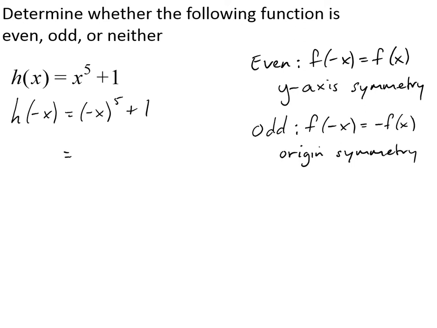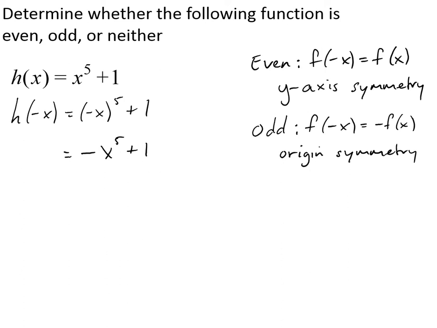So our answer is going to come out to be a negative value, and the variable parts, the x parts, would come out to x to the fifth. Okay, so we can simplify that to negative x to the fifth plus 1. So we see that this is not exactly the same as what we started with. So this is not an even function.